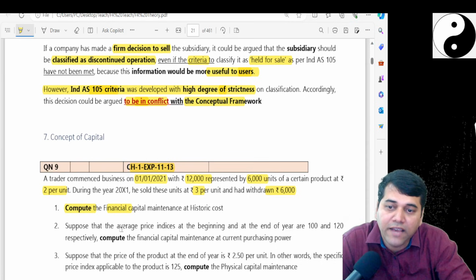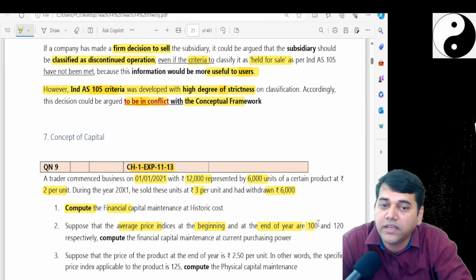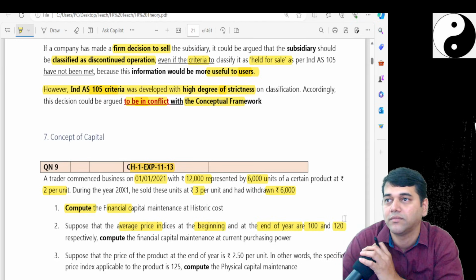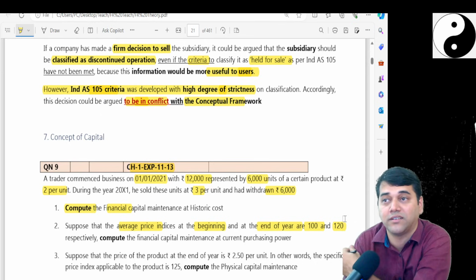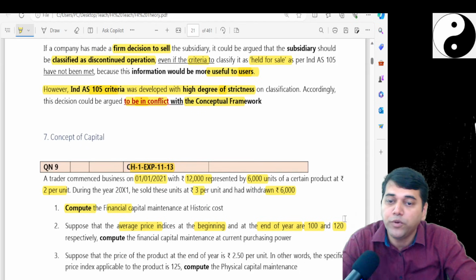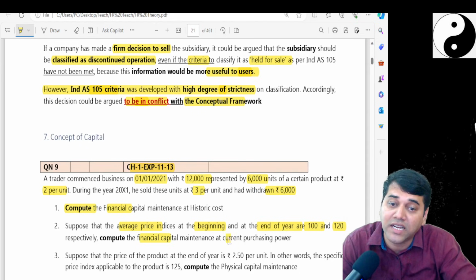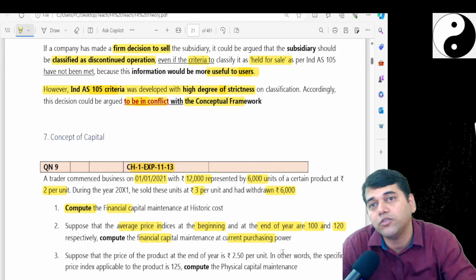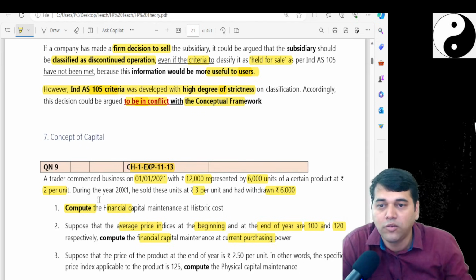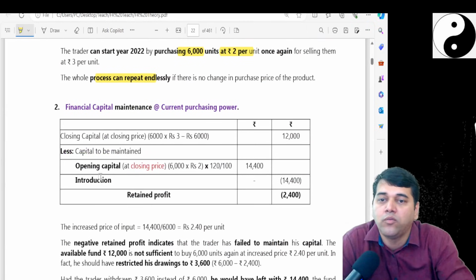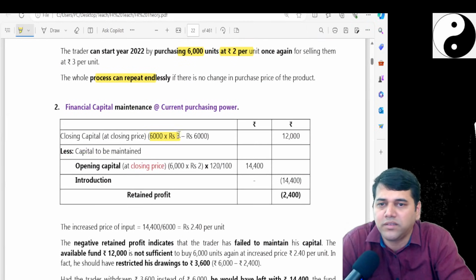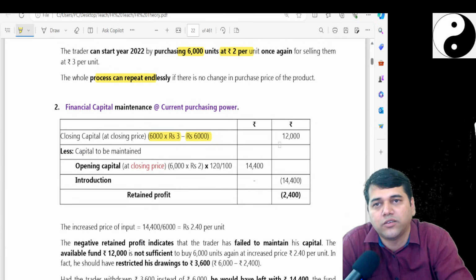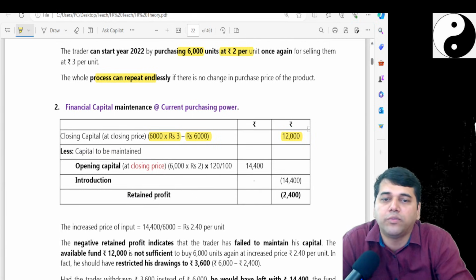Now suppose that average price indices at the beginning and at the end of the year are 100 and 120. This is an inflation effect. Compute the financial capital maintenance under current purchasing power. Now I have to bring the effect of inflation here. So what should you do here? What is your closing capital? Same: 6,000 into 3 minus 6,000, 12,000 rupees you have got.